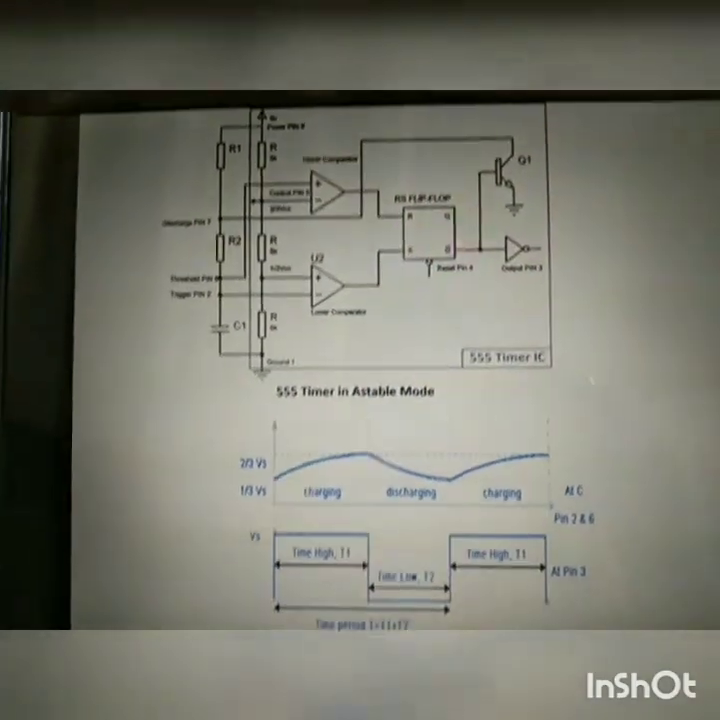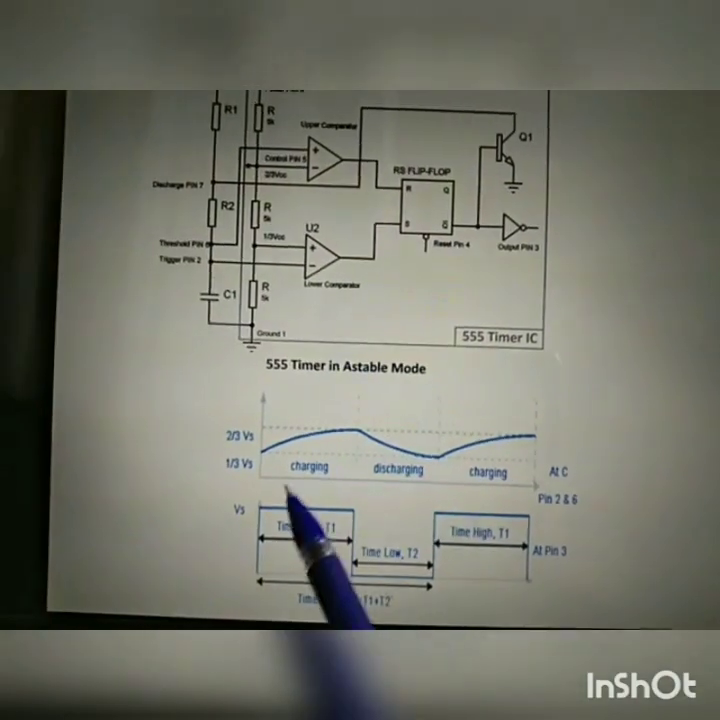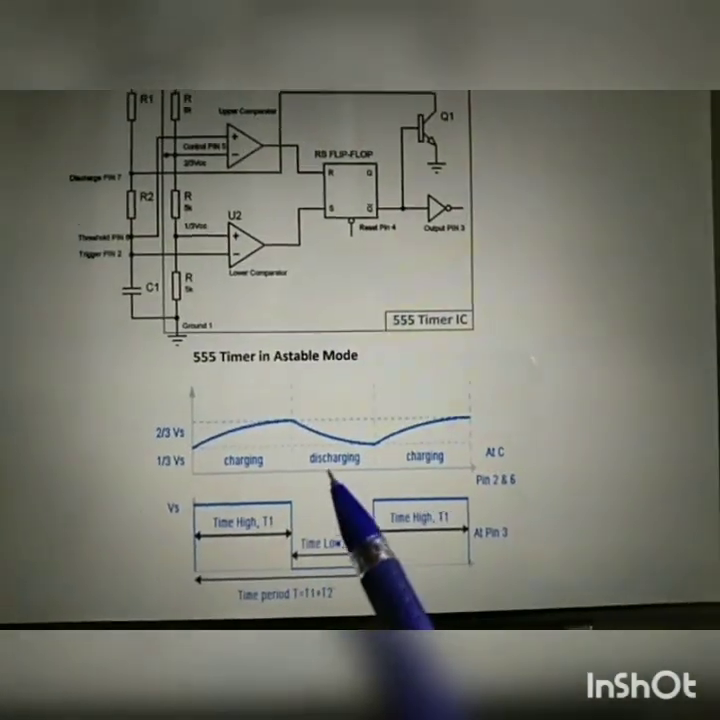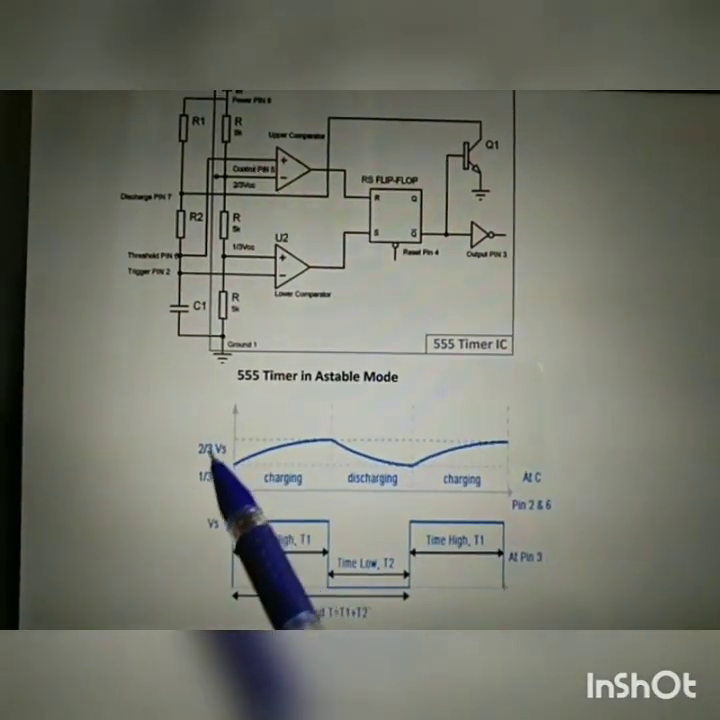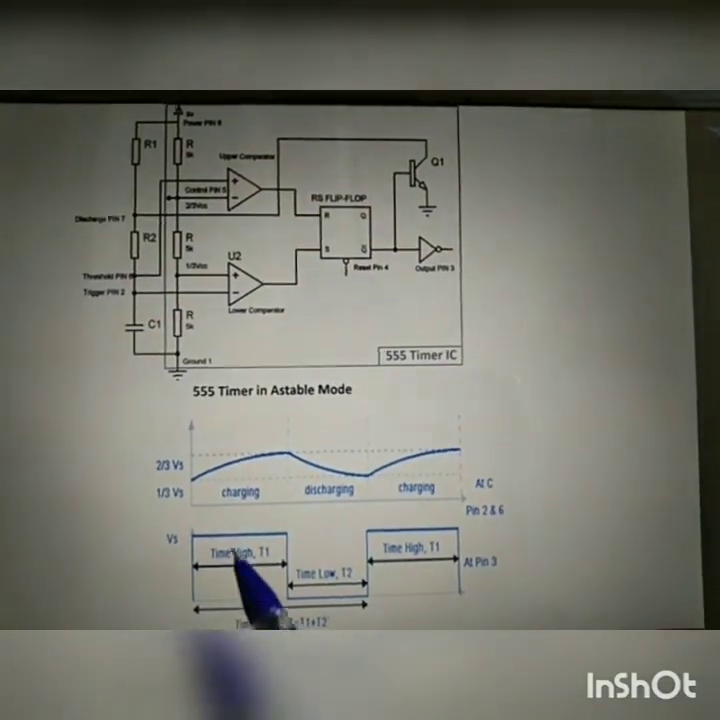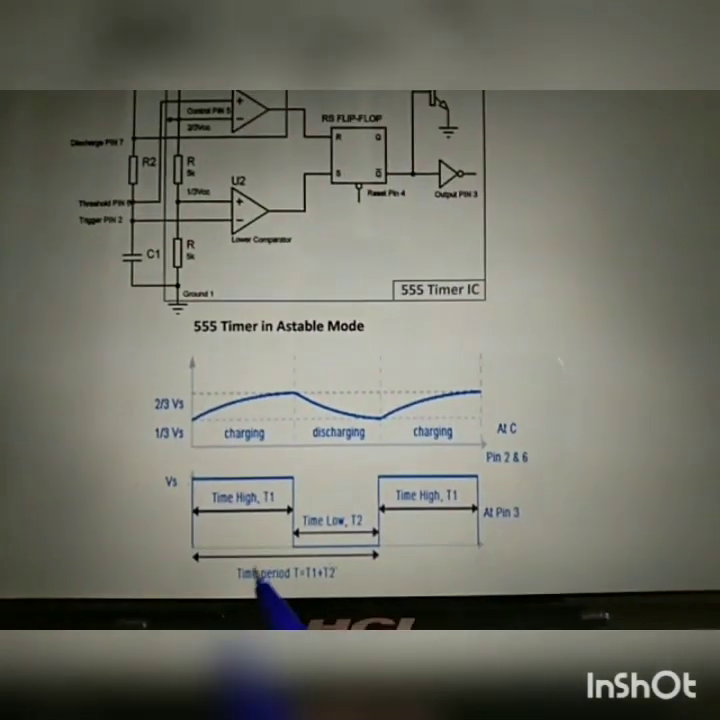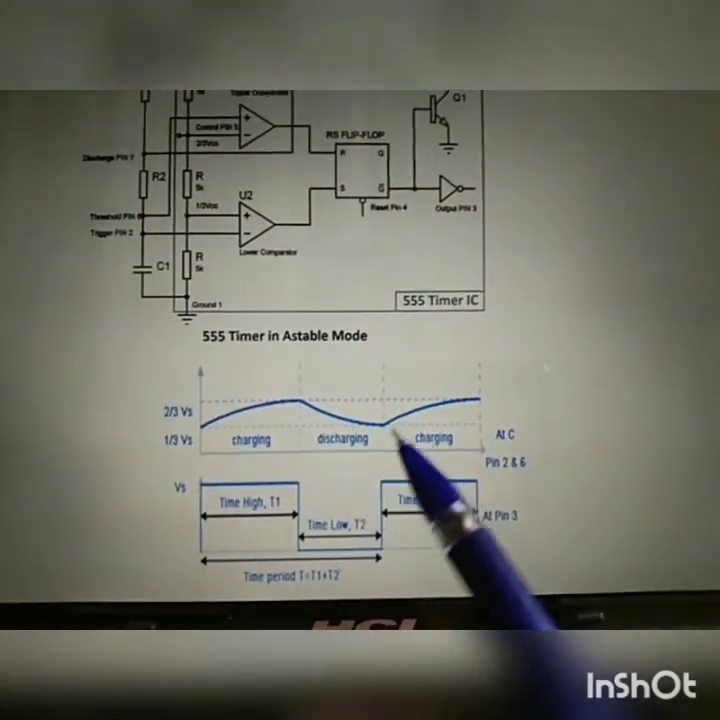How does the 555 timer work? In this circuit diagram there are charging and discharging periods. Why? The upper voltage is 2/3 VCC and the lower voltage is 1/3 VCC. When the output is high voltage, it is a charging period. When it is low voltage, it is a discharging period.